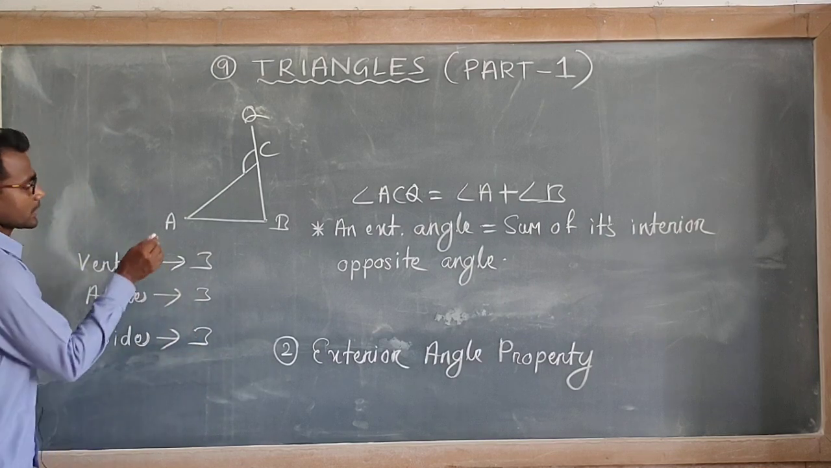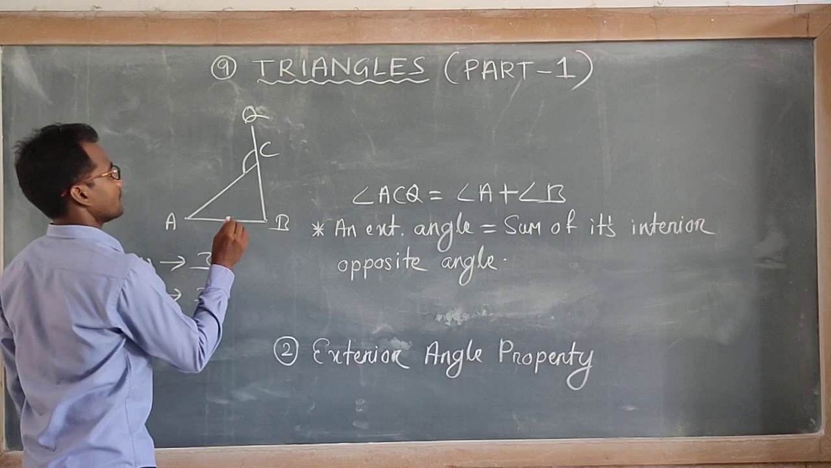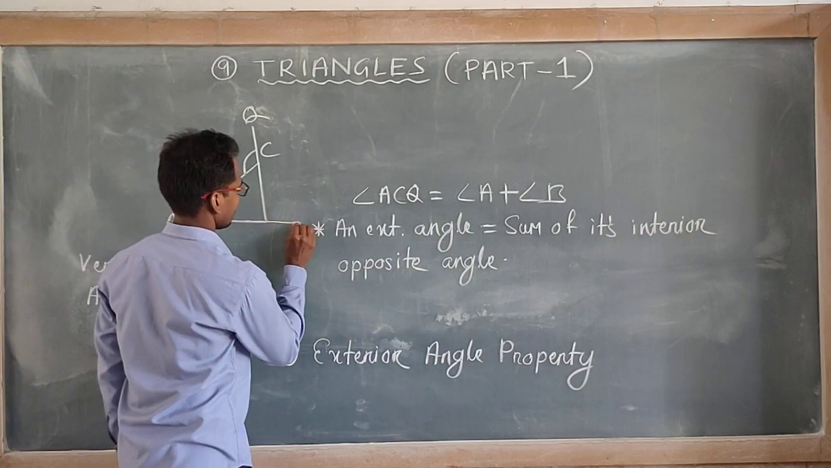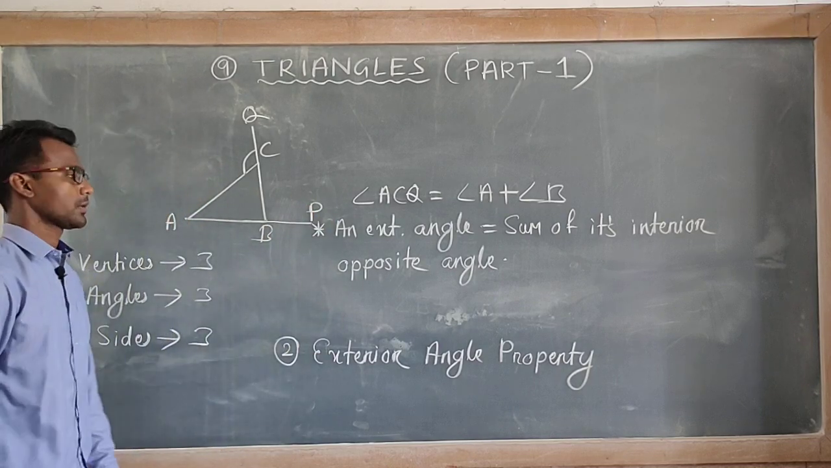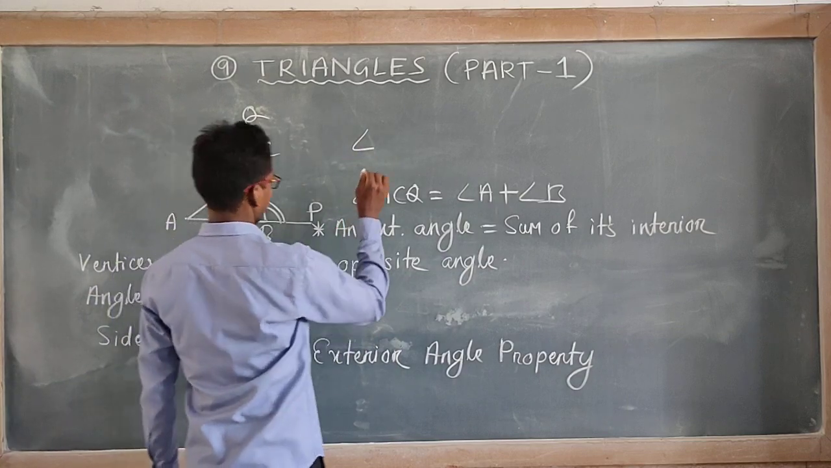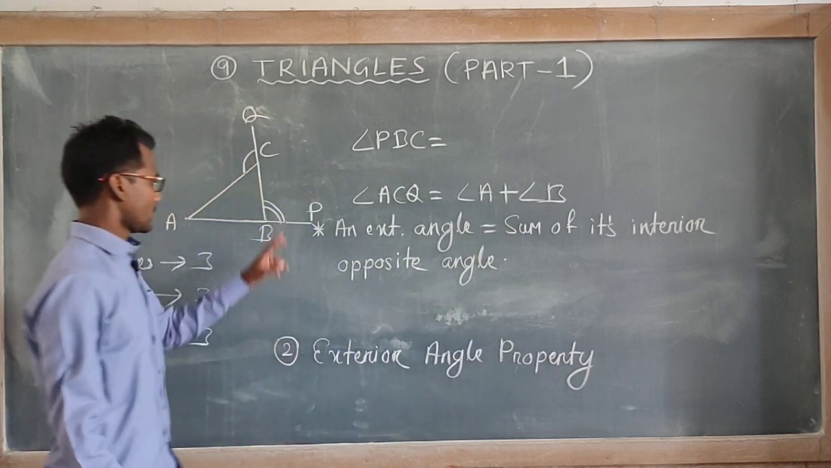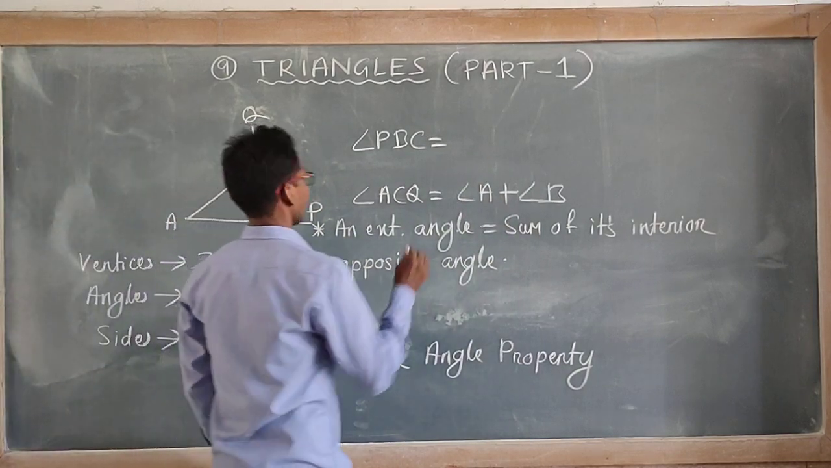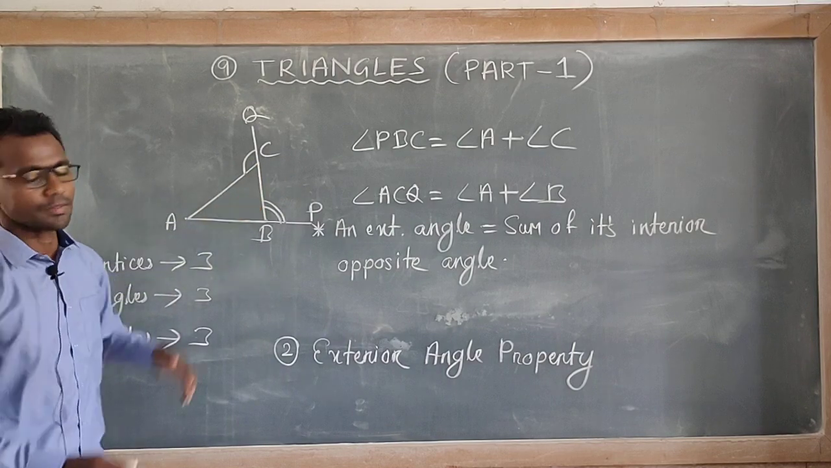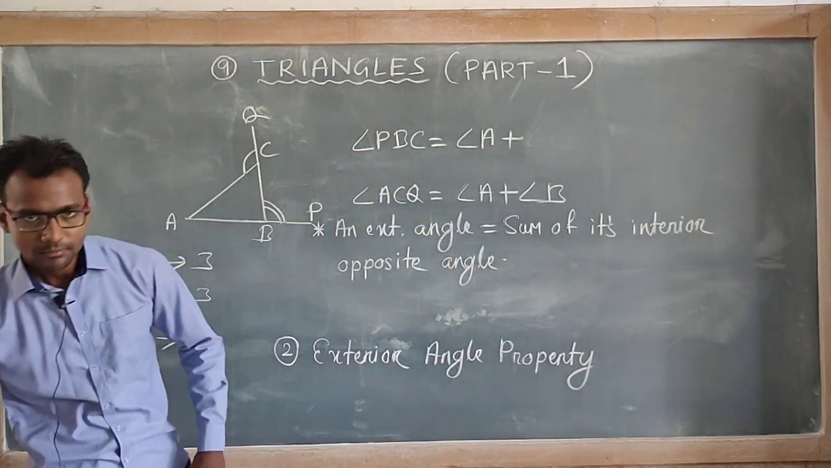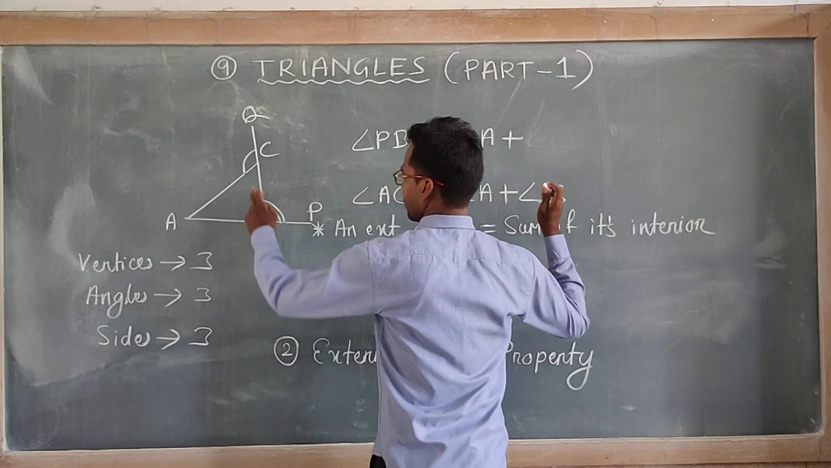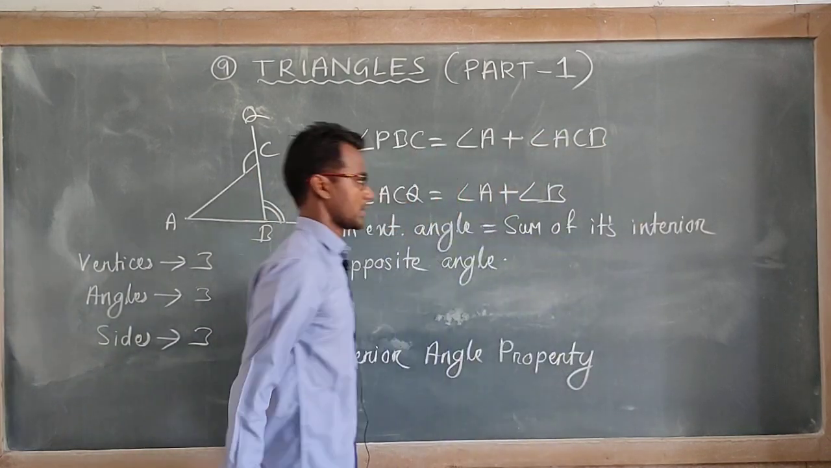Similarly, suppose I produce AB. Suppose this point is P. Then this angle will be equal to this angle plus this angle. That means angle PBC is equal to the sum of its interior opposite angles, which is angle A plus angle C. Angle C means this angle, not this angle. Better to say angle ACB. To be specific, if a vertex contains more than one angle, we use three vertices to represent the angle. So angle A plus this angle means angle ACB. This is called the exterior angle property.